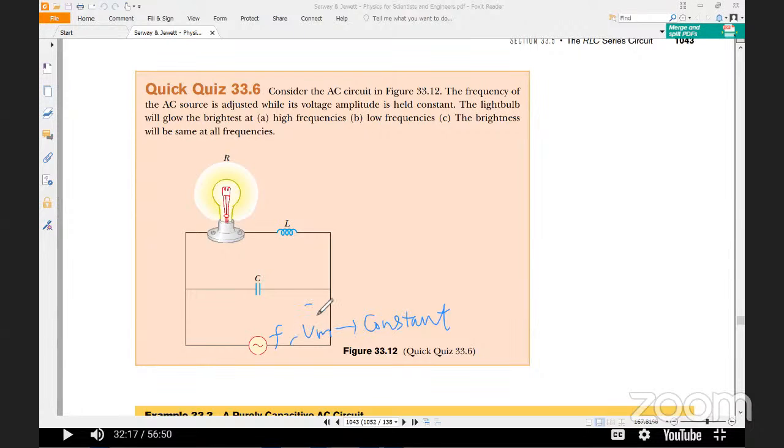Jadi yang konstan itu yang ini, Vm, yang bisa diatur itu yang ini. It can be adjustable. Bisa diatur. Nah, bola lampu akan menyala jika frekuensinya ini bagaimana? Tinggi atau rendah, atau tidak terpengaruh. Coba dibuat simulasinya ya untuk nyoba-nyoba kalau ingin mengetahui.